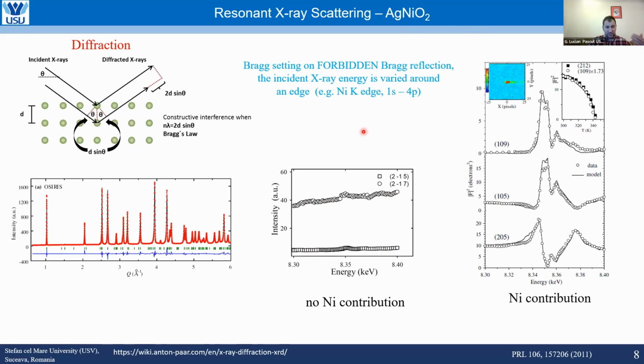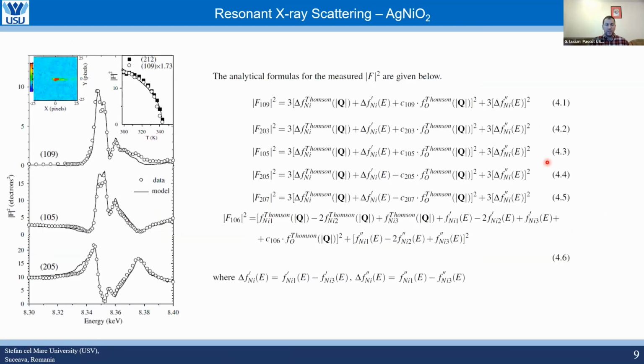And if in the experiment you probe a certain edge of a certain ion, like in this case nickel, if you see a change in this intensity, you associate this and say I have charge disproportionation. Now, moving forward, what we do is basically looking at all these Bragg reflections.